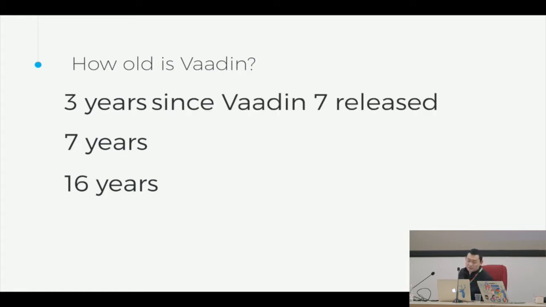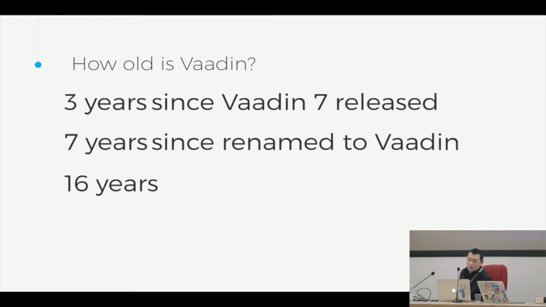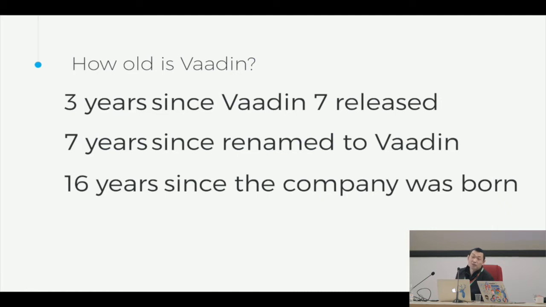So it has been 3 years since Vaadin 7 was released. And it has been 7 years since it was renamed Vaadin. Before that, it was named IT Mill Toolkit, which is a weird name, probably because the headquarters of Vaadin is in a building which is named Old Mill. I don't know, just a guess. And it has been already 16 years since the company was born. So it's kind of awesome, isn't it? And time flies. Like 16 years ago, I was still a teenager in middle school, I think.